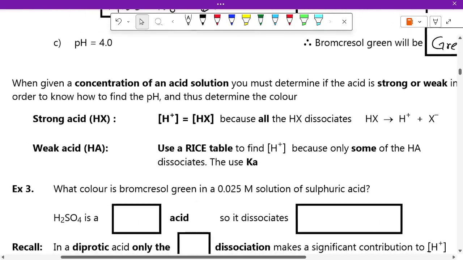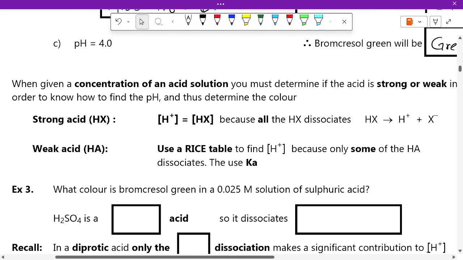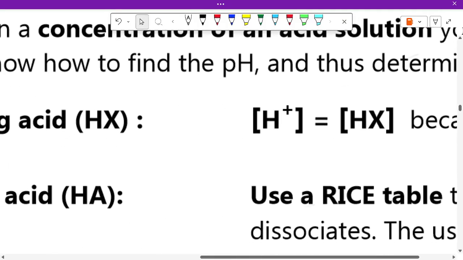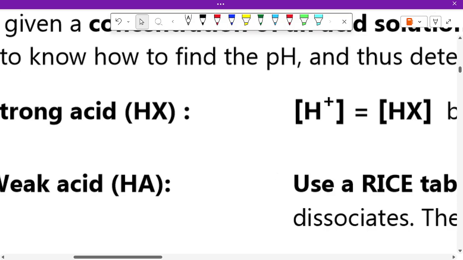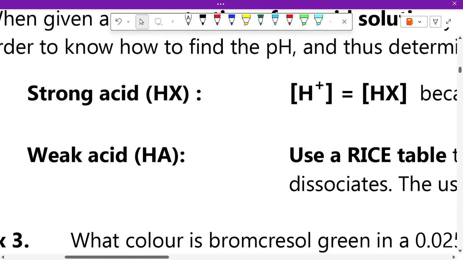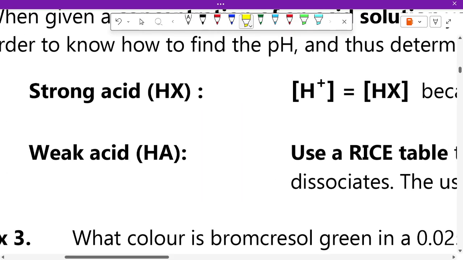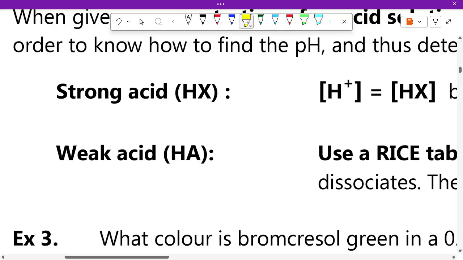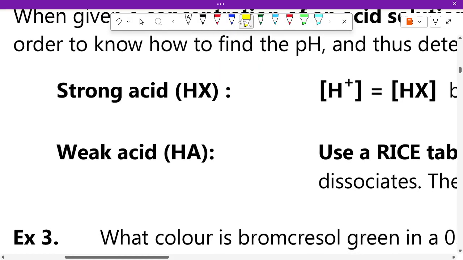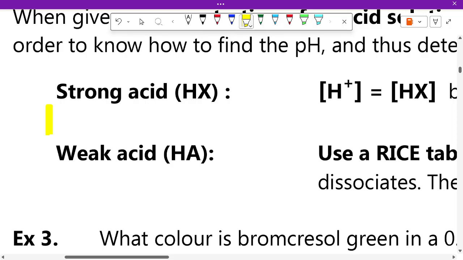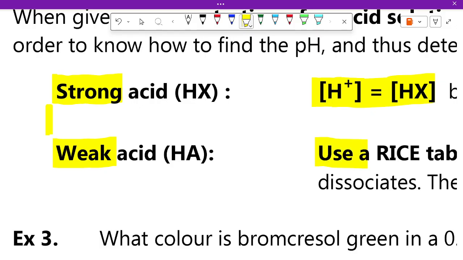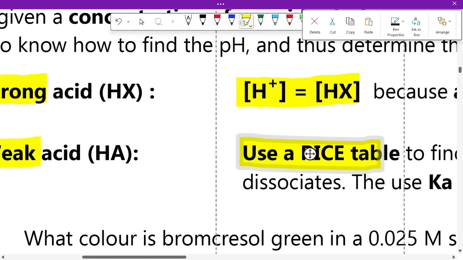So if it is strong, it just completely dissociates, and the concentration of hydrogen is equal to the concentration of the acid. Okay, now if it's a weak acid, what do we need to use? We need to use a RICE table.